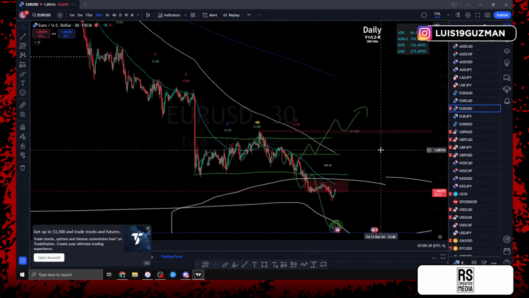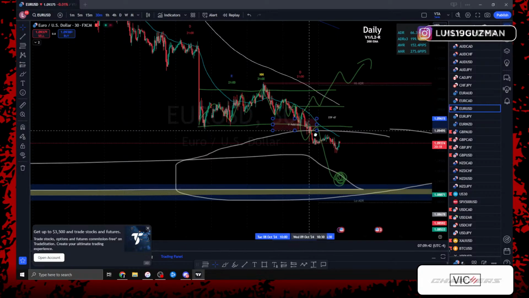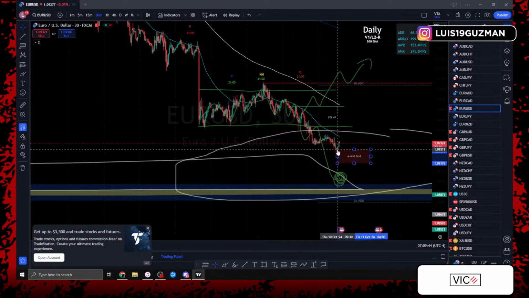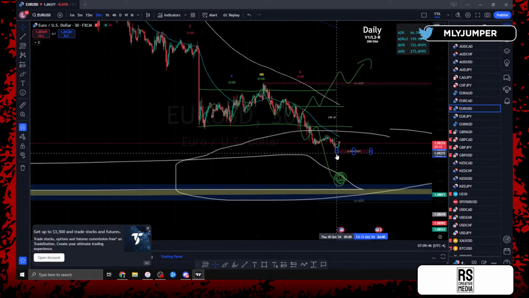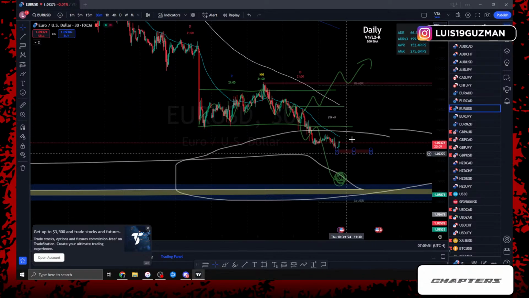EU, we're still at the bottom making lower lows and lower highs. So we had this lower low, lower high, and we're all the way down here for the lower low. And this is another pair that for the day I'm not going to be trading.